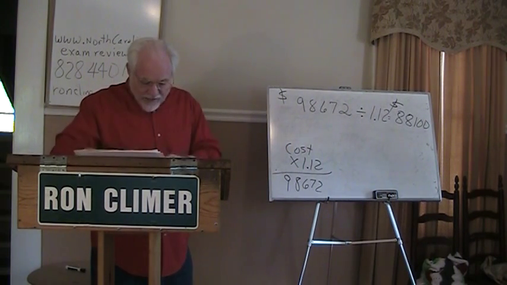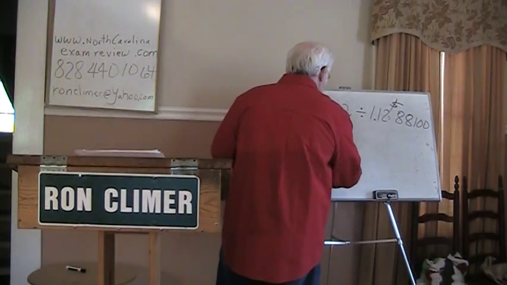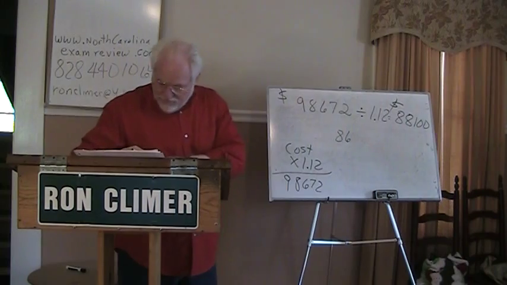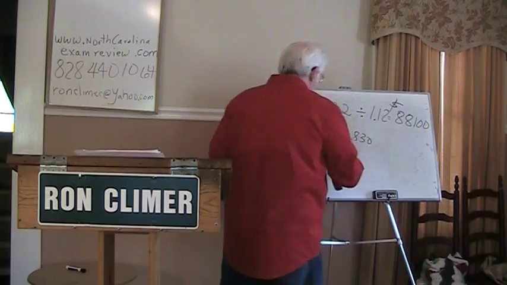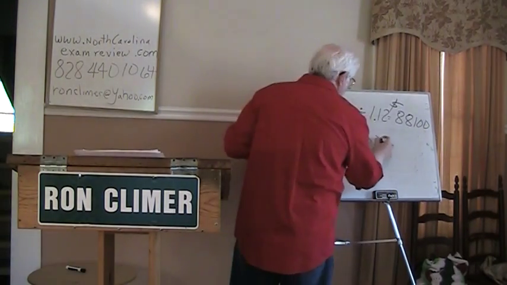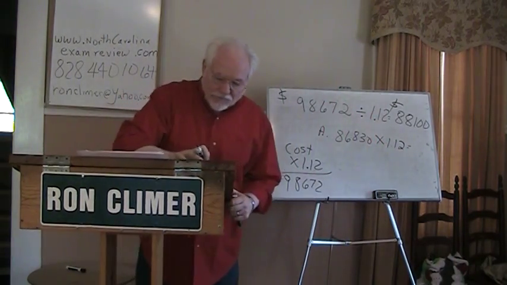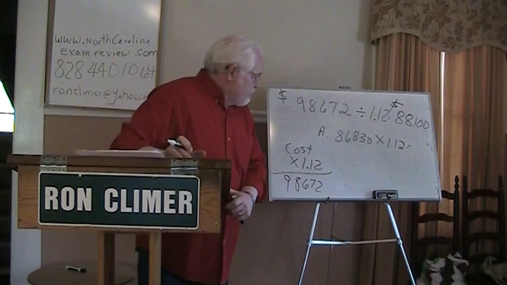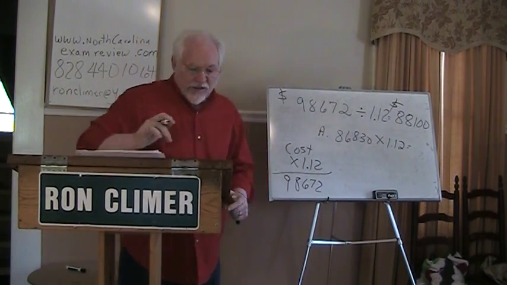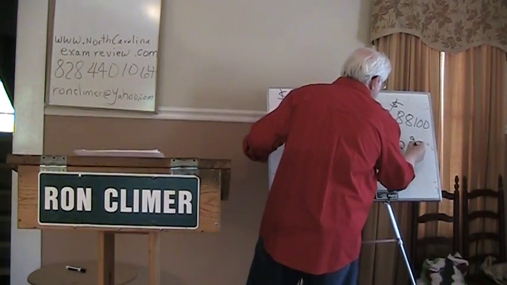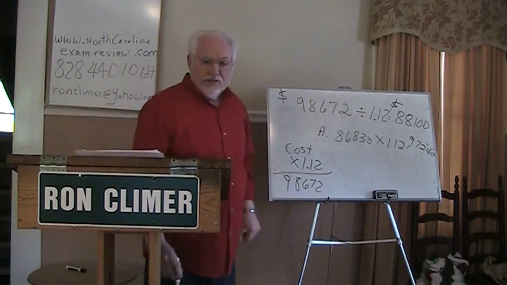Yes, we could. We could go down to the 4 choices. And by the way, choice A is 86,830. That's choice A. All right? Well, let's take that number times 112%. All right, let's just try it. 86,830 times 1.12, and my calculator says 97,240. So that's the wrong answer.